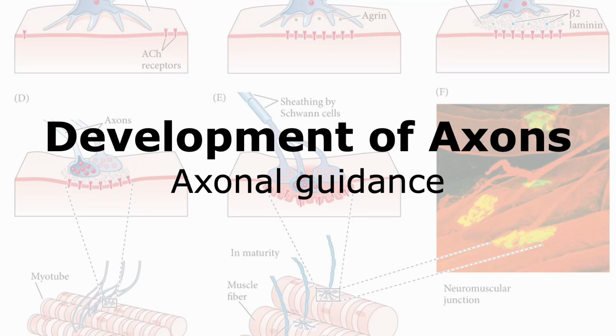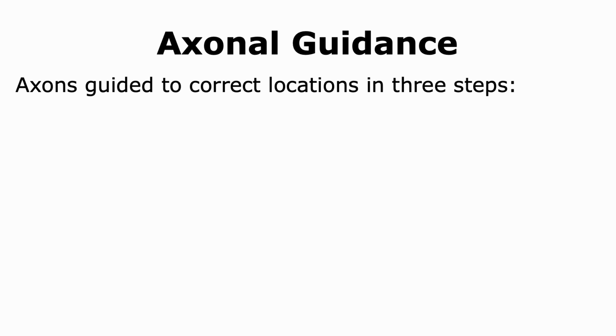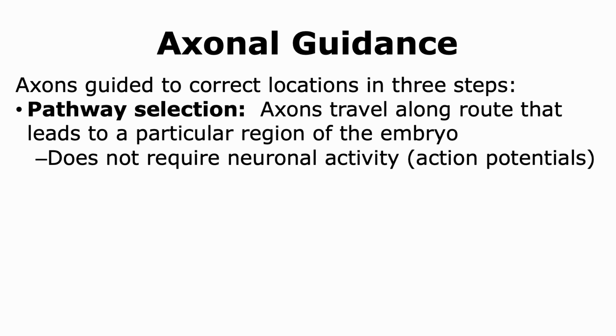In this talk, we are going to learn about axonal guidance. Now let's look at axonal guidance. Now the axons have to find their correct locations, and the way they're able to find their correct locations usually involves three steps. The first one is pathway selection.